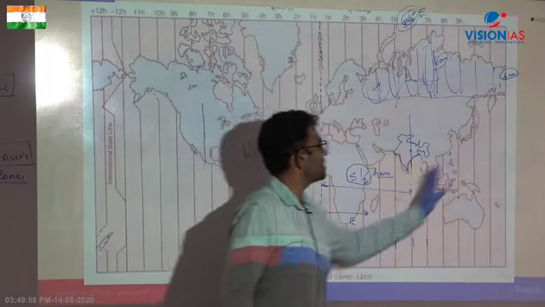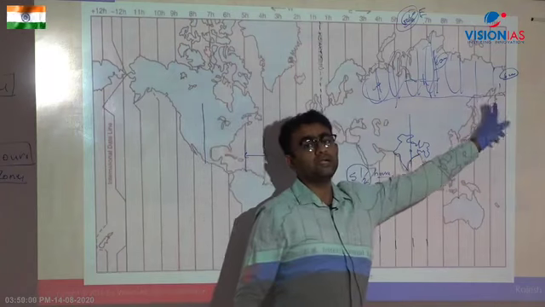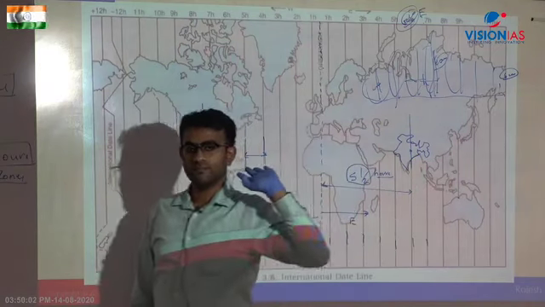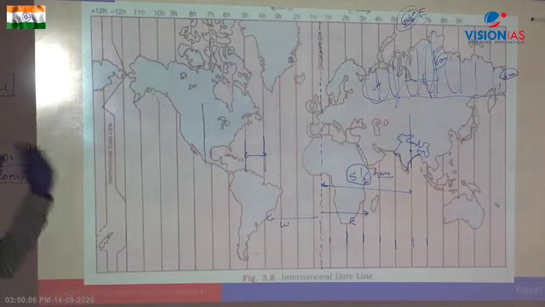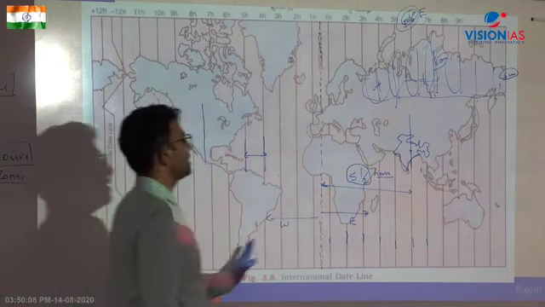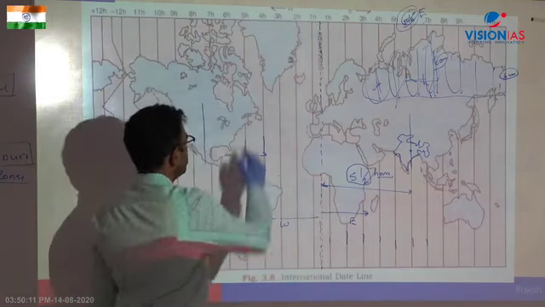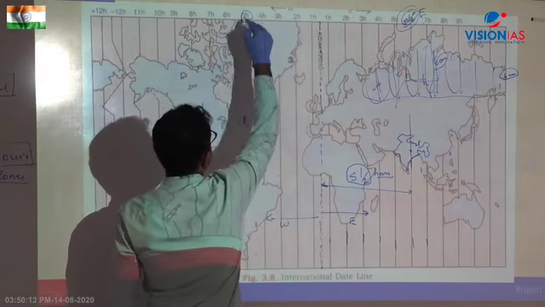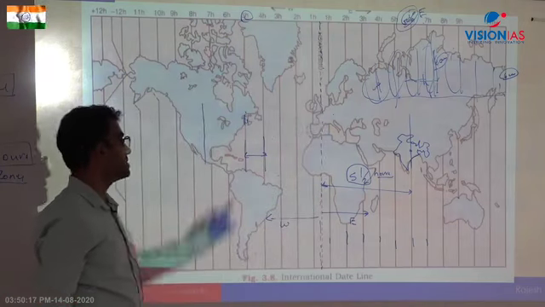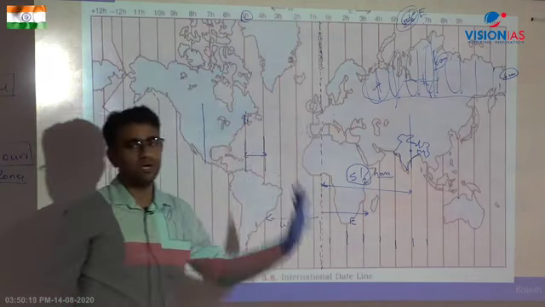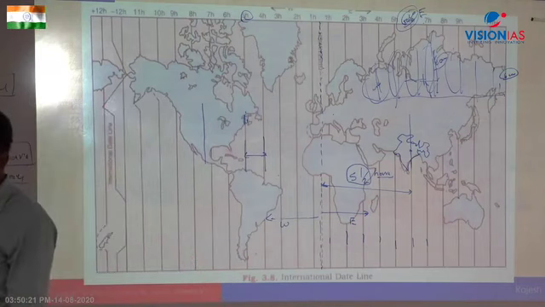Maybe Tokyo will say we are ahead of Greenwich by 10 hours. They have to stick to that. Everyone in the world will know that they are 10 hours ahead of Greenwich. New York will say we are at a distance of 5 hours from Greenwich, and once they announce that, everyone in the world will know they are at a distance of 5 hours.